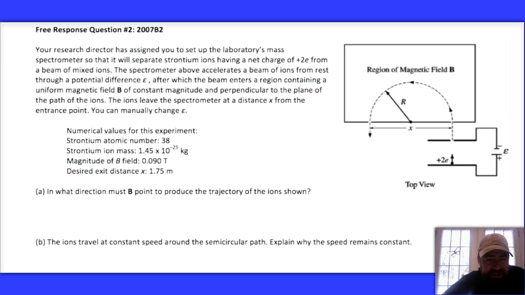For starters, we can see that the beam of ions enters the region. It's accelerated here by these plates. It leaves through that small gap and then negotiates this arc of radius r. They want to know for part A what the direction is of the magnetic field to produce the trajectory shown. So the first thing you should be thinking is right hand rule.